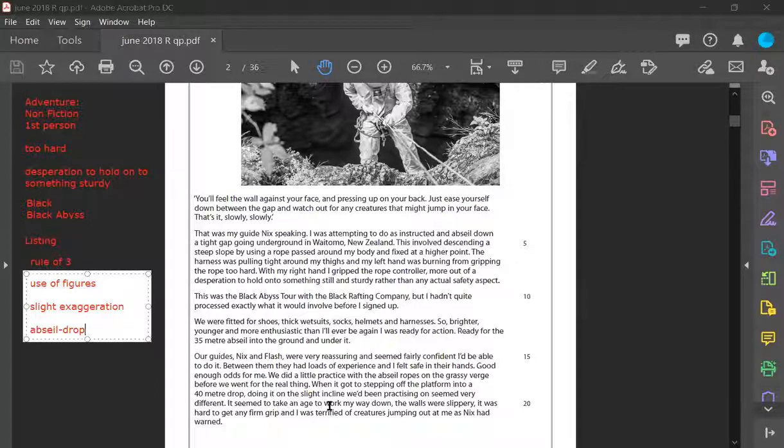It seemed to take an age to work my way down. So, relating to time. And this relating to time, using the words an age, the writer again shows us how scary this going down was for the writer. It seemed that it will never end. The walls were slippery, it was hard to get any firm grip, and I was terrified of creatures jumping out at me as Nix had warned. So, over here, all the writer's fears have been listed.